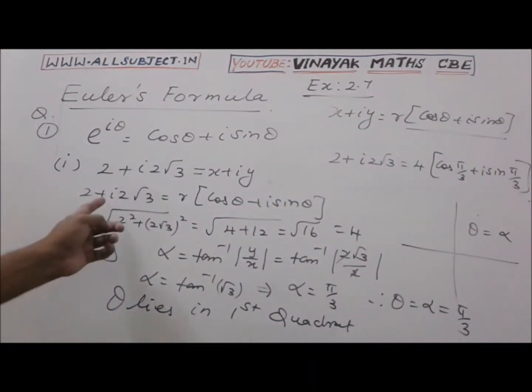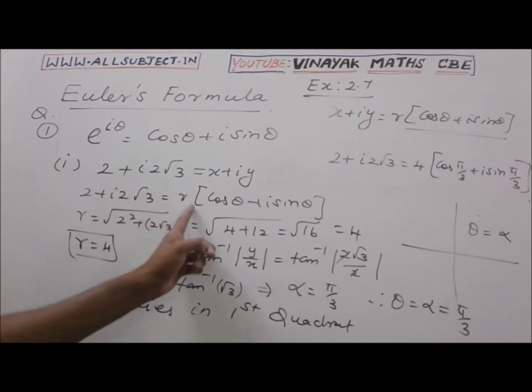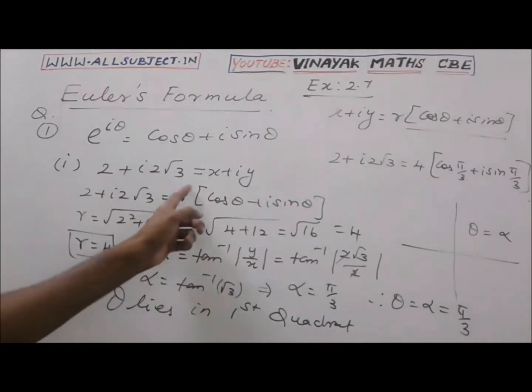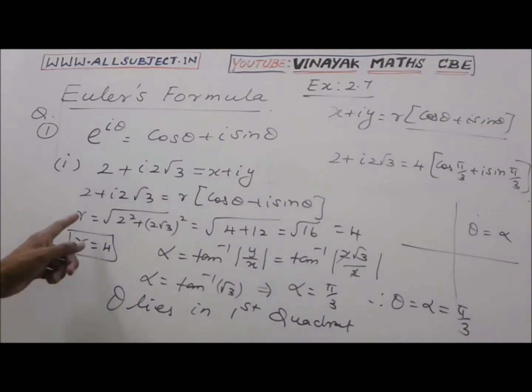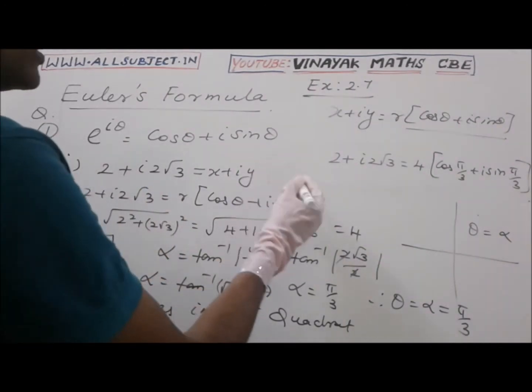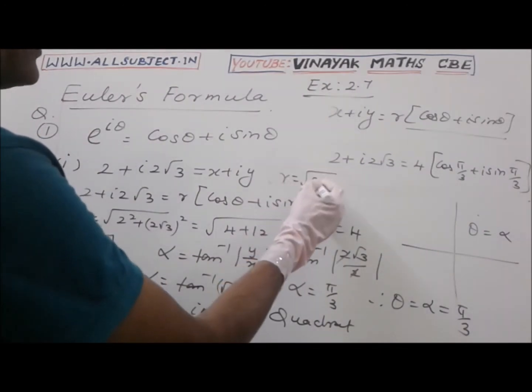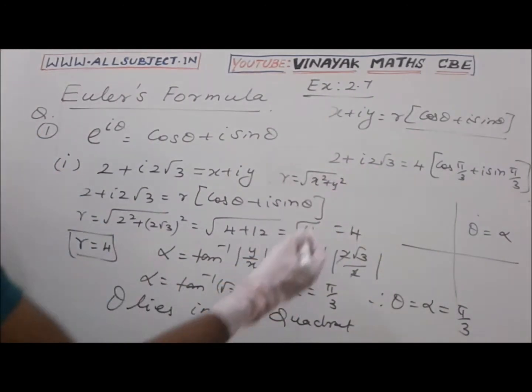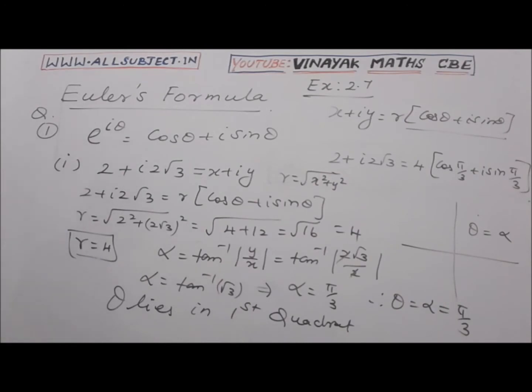Very simple. The respective polar form is r into cos theta plus i sin theta. We need to find r and theta. To find r, we have the formula r equal to root of x square plus y square, that is the square root of the sum of the squares of the real and imaginary parts. So by using the formula, we find r equal to 4.